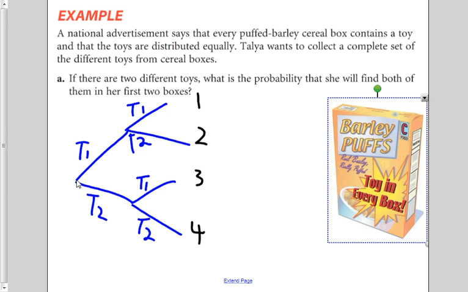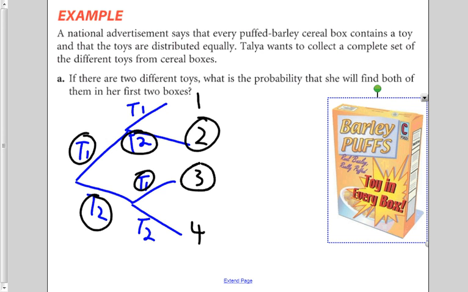Now we only want ones where she gets both toys. So toy 1, toy 2, well that's only 1 there. Then getting toy 2 and toy 1, that's our favorable outcome. So 2 out of 4 outcomes are favorable, probability of 1/2.